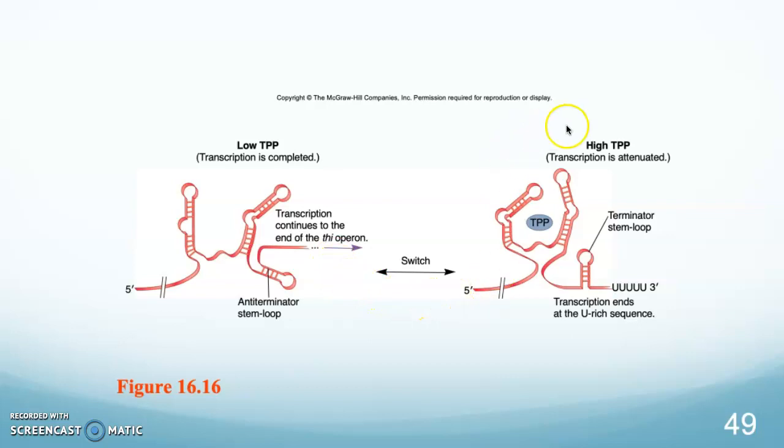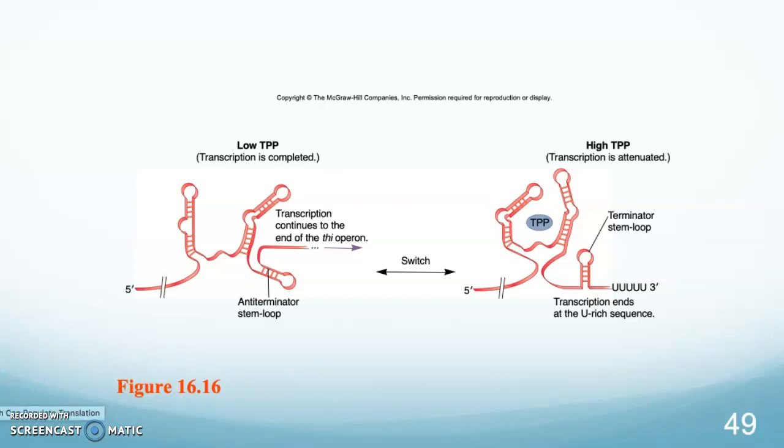However, it can switch when we have high levels of TPP. There's a section of the mRNA that TPP will bind to. It changes the conformation of this mRNA, which now what was our anti-terminator stem loop has now become a terminator stem loop. And what will happen is that we'll get stoppage of transcription at this U-rich sequence right after the terminator stem loop. And so that means that we will not have a full transcript, and we would not imagine that it could go on to make that TPP when there's high levels of it already.